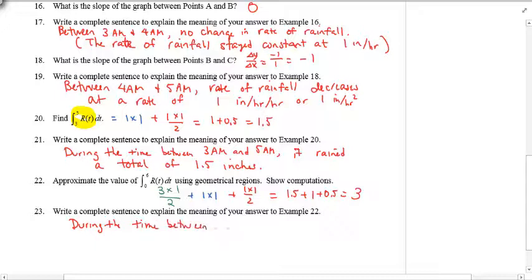So I'll say something like during the time between midnight and 6 a.m. it rained a total of 3 inches. Yikes. I hope you got your boots. All right, that's it.